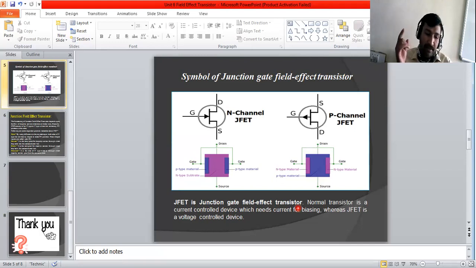First one is source, drain, and gate. Now, what is the function of each? We have to see here. Source is a terminal through which majority carriers enter in the bar. That is denoted by S.